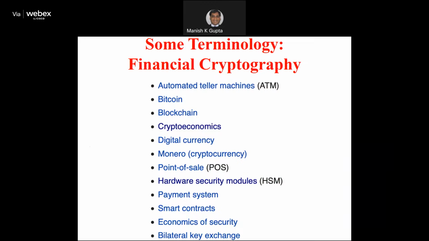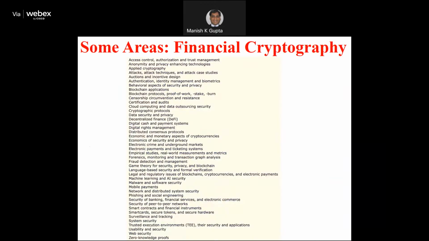Some terminology that has been used, of course: ATM is one of them, Bitcoin, blockchain, cryptocurrencies, cryptoeconomics, digital currency, cryptocurrency, point of sale, hardware security model, this is a very important one, payment system, smart contracts, economics of security, and bilateral key exchange. Some of these terms are used for different activities, common terms that are used in financial cryptography.